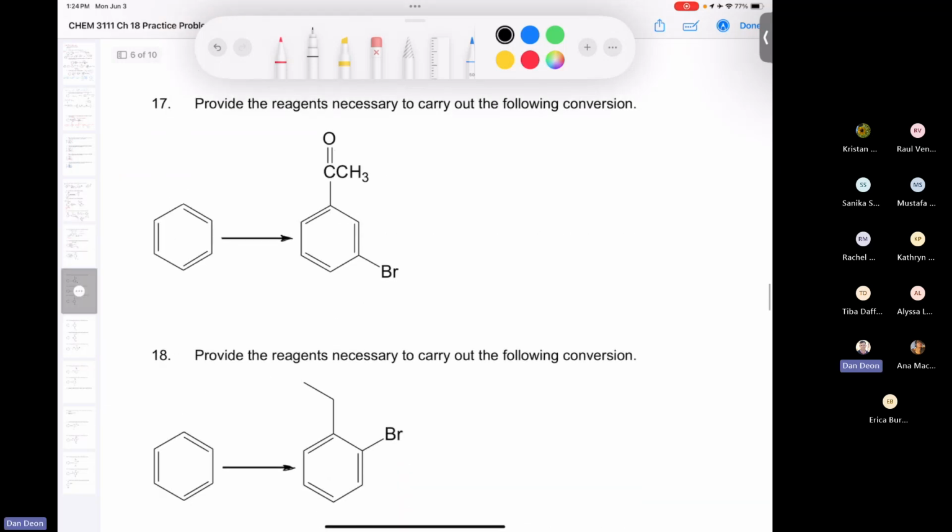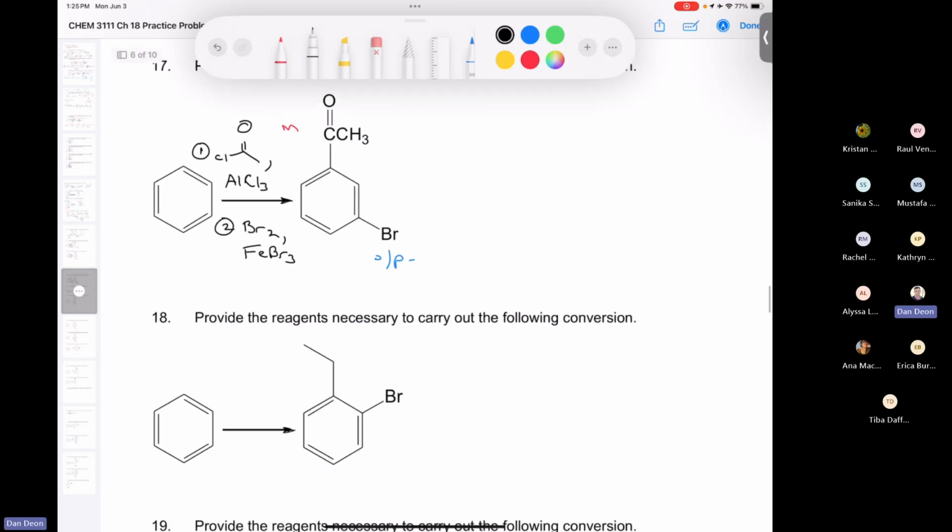The next one, I like these where it's just benzene and then you get some product. Okay, so this one's kind of in the same vein as number 15, I guess, because you have the acyl group here, which is a meta director. Then you have bromine, which is ortho para. So obviously we have to put the acyl group in first because it will direct the bromine to the correct position. So to install that acyl group, in step 1, we're going to use the acid chloride and aluminum chloride. And that would install the acyl group. And then in the second step, we're just going to use bromine and iron(III) bromide, like that.